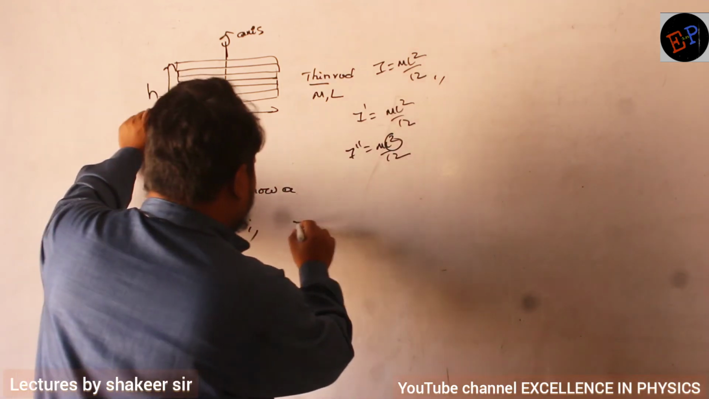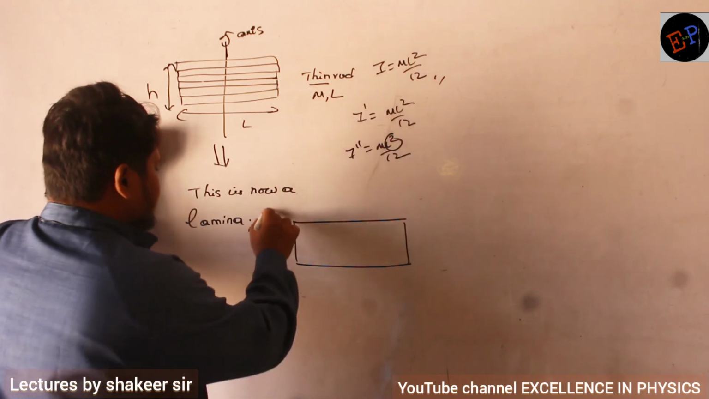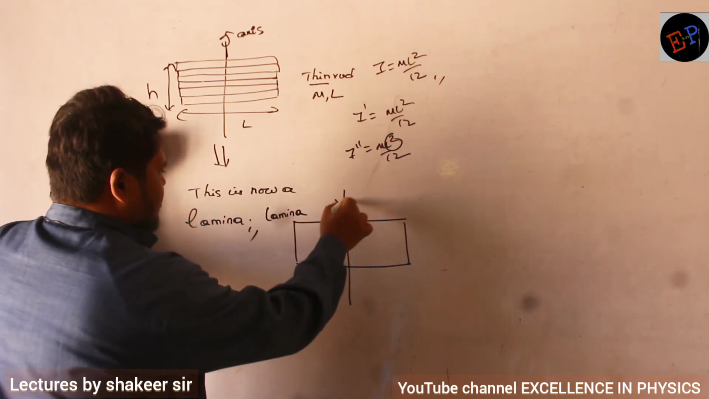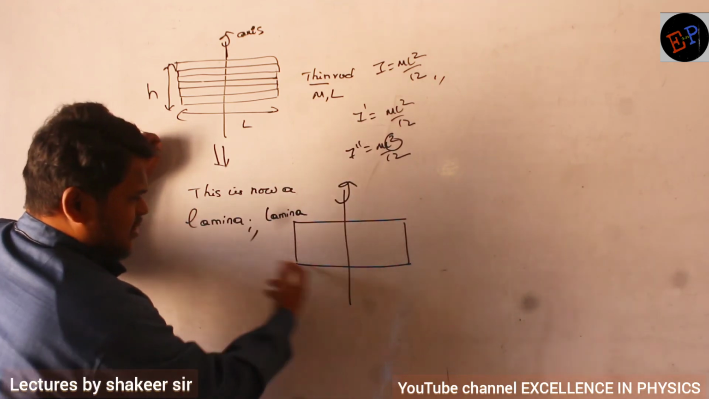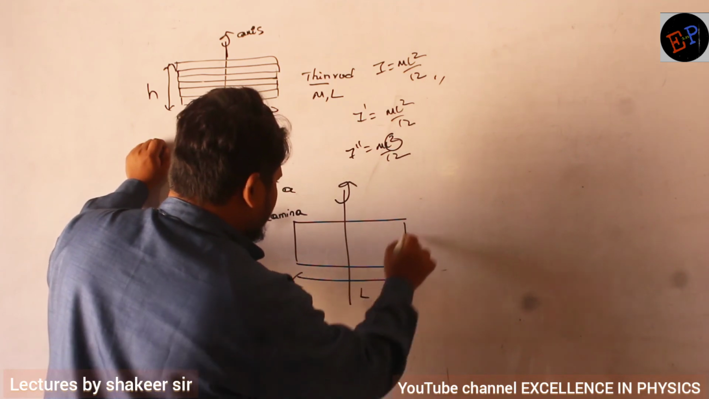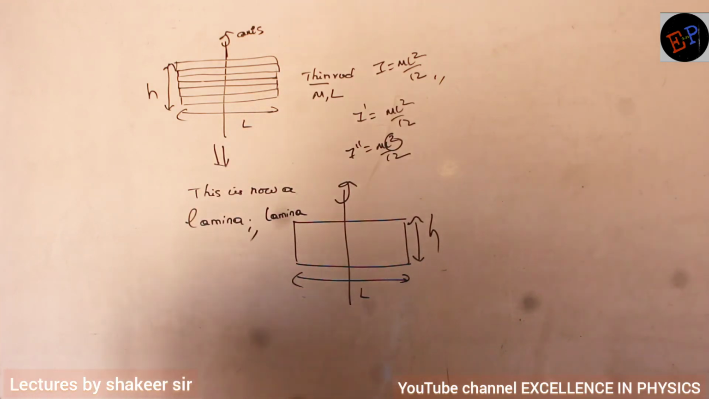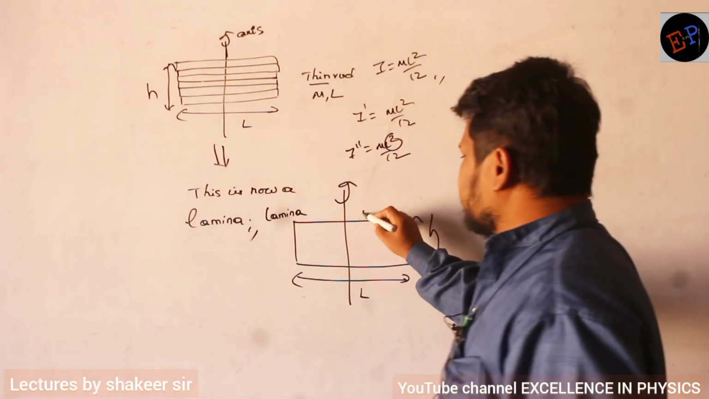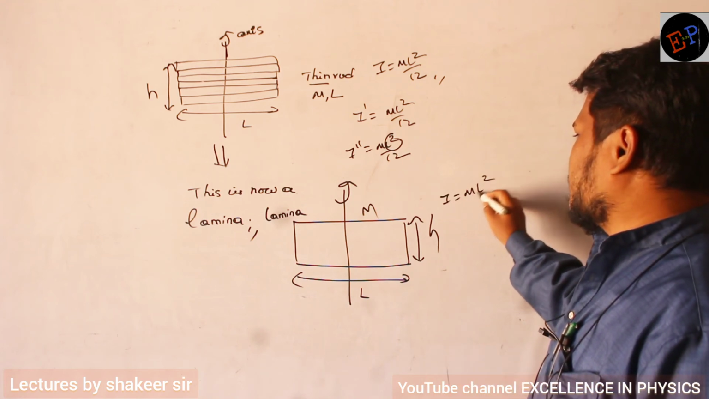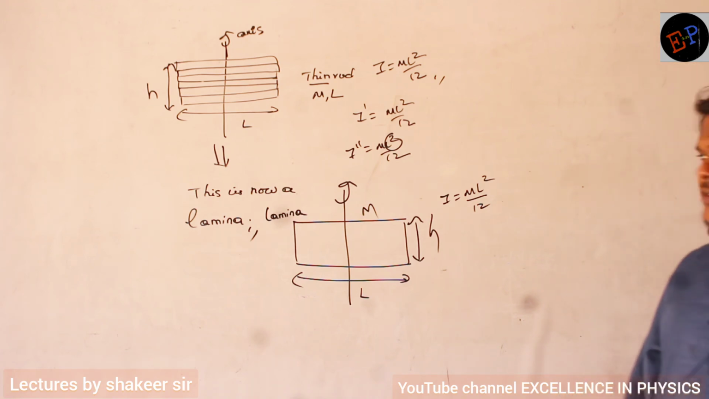So if I draw a lamina here, are you able to understand? What is this body? This is a lamina. And if this is the axis of rotation, so if the lamina is rotating like this, and the length of the lamina is L and height of the lamina is h, then what is its moment of inertia? Total mass, let it be m. Then what is its moment of inertia? ml square divided by 12. That's it. Understood, no? So write down here.